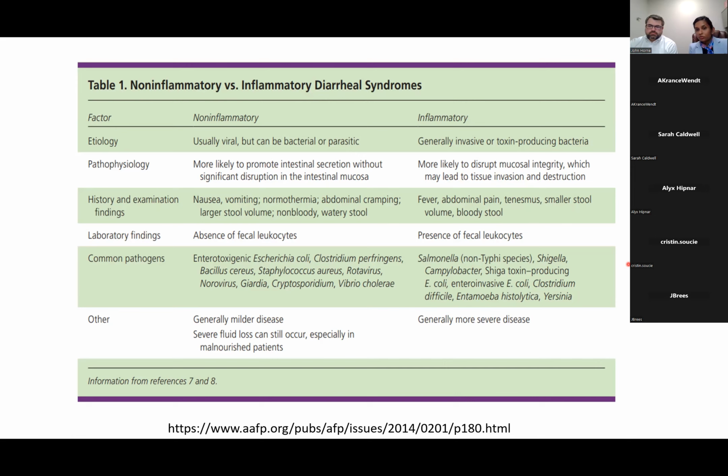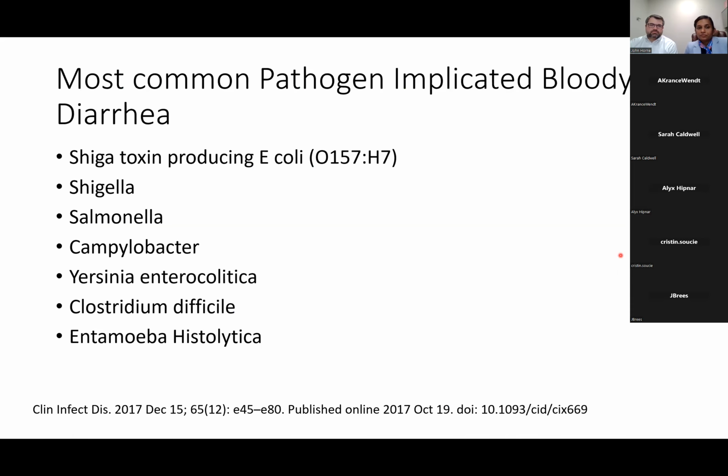And those are associated mainly with a lot of bacteria like Salmonella, Shigella, Campylobacter, E. coli that produces Shiga toxin. I'm sure you all heard about the E. coli O157, and then Clostridium difficile sometimes can do that too. And then Entamoeba histolytica and Yersinia. So some can cause bloody inflammatory diarrhea and some can be non-inflammatory but still diarrhea, no blood.